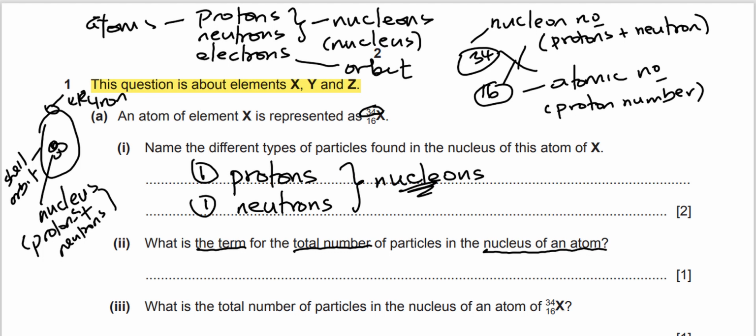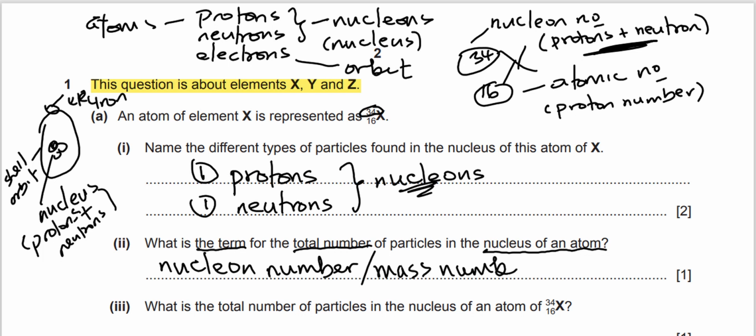So like we had already stated here, this is the total number of particles in the nucleus of an atom, and it is known as what? Nucleon number. You can call it nucleon number or mass number, right? Which is the total number of protons and neutrons present in the nucleus of an atom.